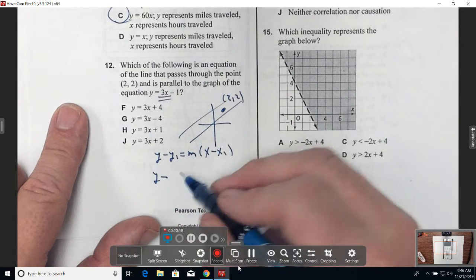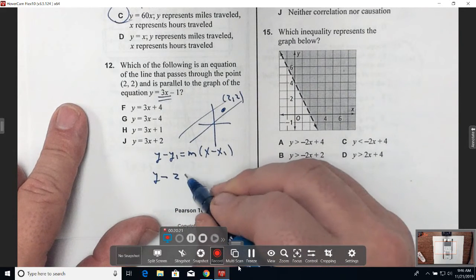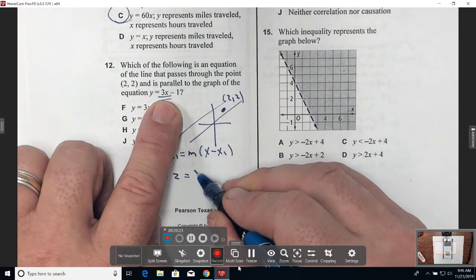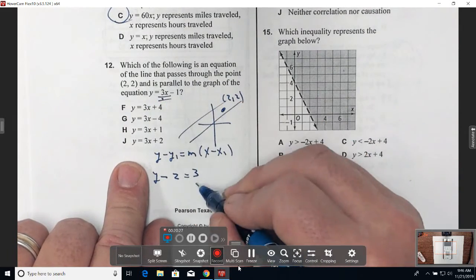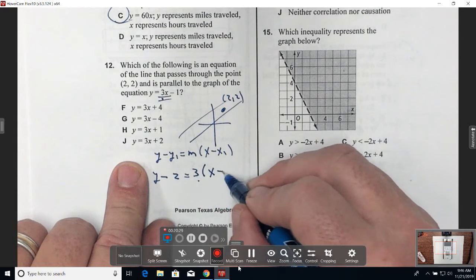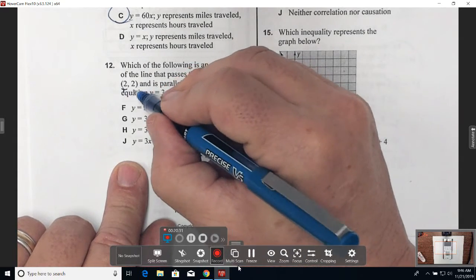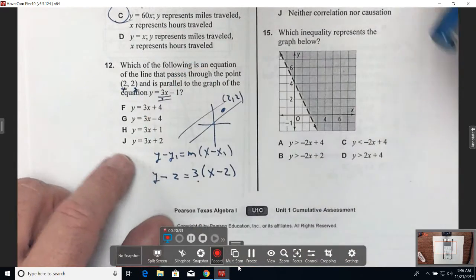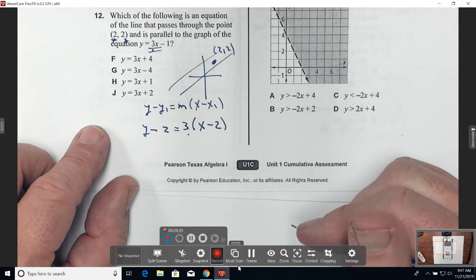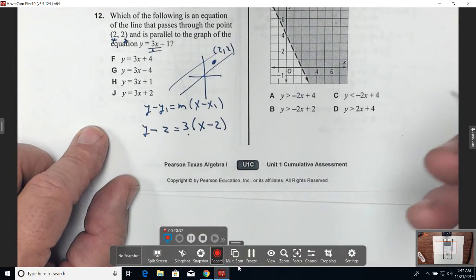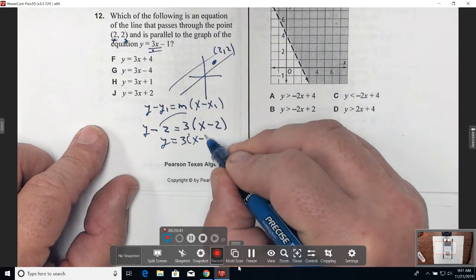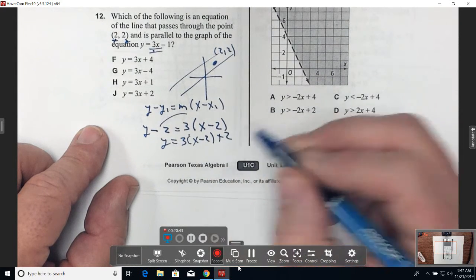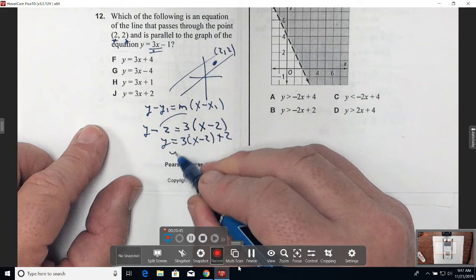Y minus the y coordinate of the point, which is 2, is equal to the slope, and for these lines to be parallel, they got to have the same slope. So if this slope is a 3, times x minus the x coordinate of the point, which is 2, and the y coordinate is 2. And then now to solve it, just get y by itself. So move that 2 across. So this would be 3 times x minus 2 in parentheses plus 2. And then now distribute the 3 through.